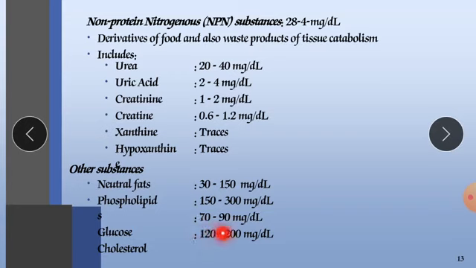Cholesterol is 120 to 200 mg per dl. So cholesterol is also going to be broken down and can be developed into the glucose molecule whenever it is required. So cholesterol is also giving energy, giving heat to our body. And if you see the other elements like urea or uric acid, they also have certain functions.